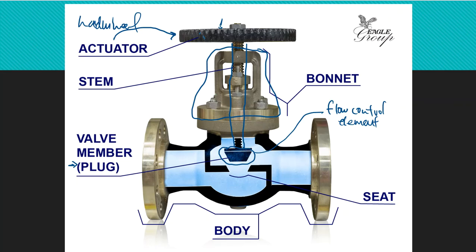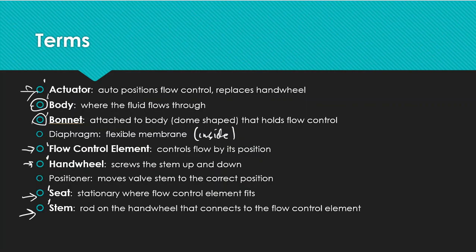Next up is the seat. And I said, well, okay, when we talk about the seats, what is it? I'll show you a diagram. Well, now we're talking about the seat. So the seat is the area that is stable, right? It does not move. It is stationary. That's what we said in the definition: seat, stationary, where flow control element fits.